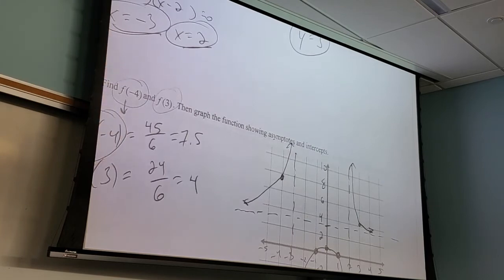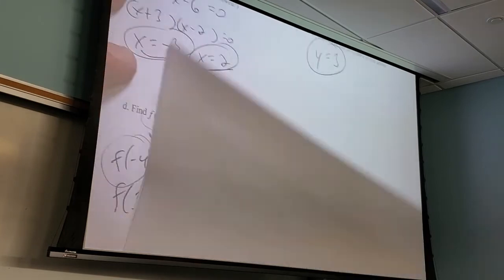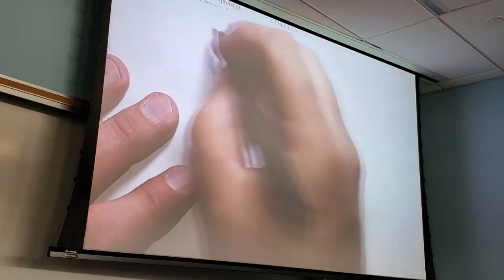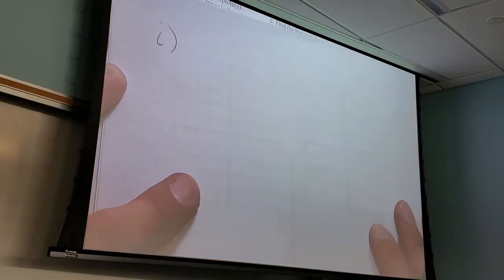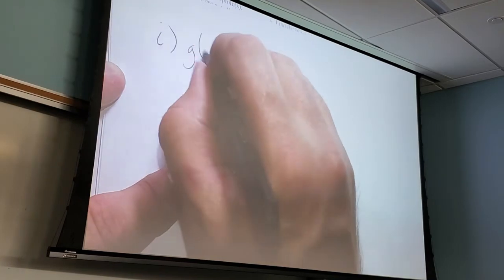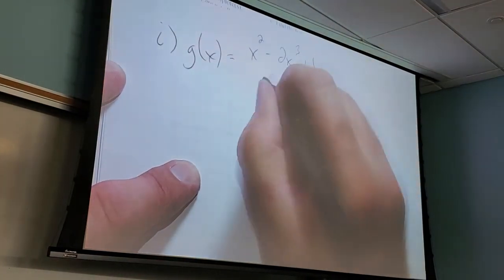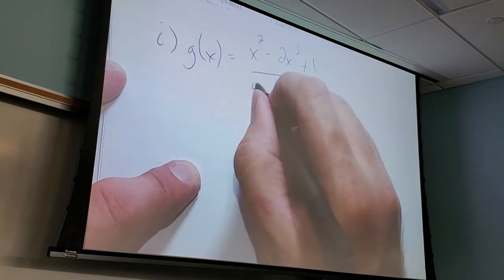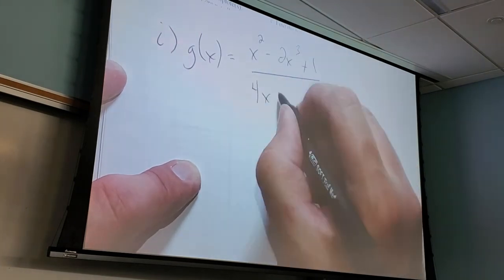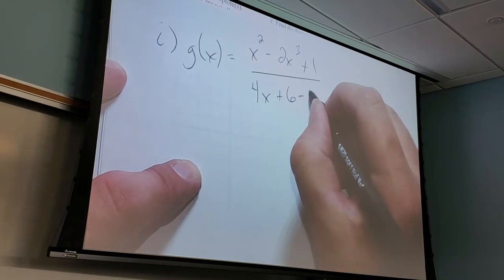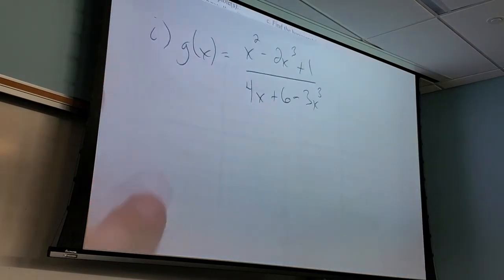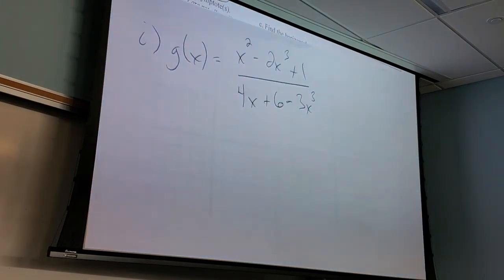Let's see. You guys just have to try these out. Real quick, let's do a couple of lightning sessions here. All I care about on these problems are the horizontal asymptotes, right? So what if I had this guy? All I care about on this problem is the horizontal asymptote.